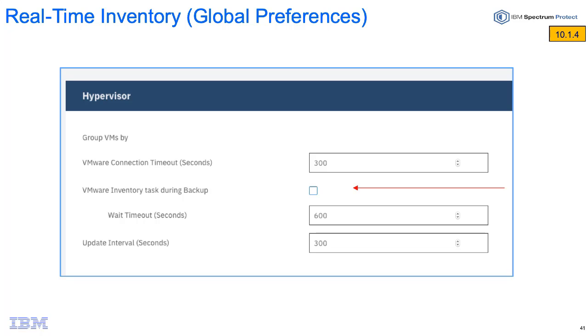A few that I want to specifically point out: we now support doing a VMware inventory task during backup. The inventory jobs typically run once per day, but you might want to run a real-time inventory before you do a backup, just to make sure you have the latest updates. You can now click that checkbox and have that occur, so that you know you have the latest inventory before you do a backup.